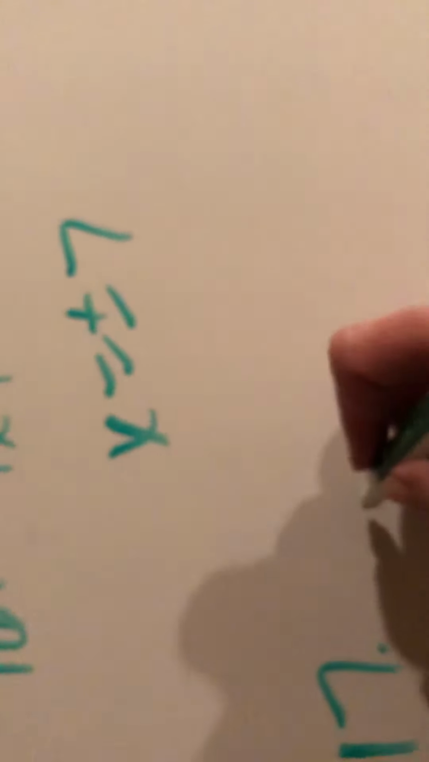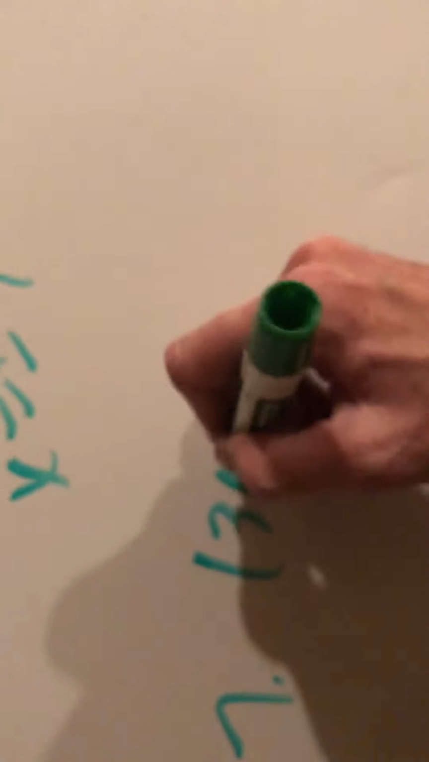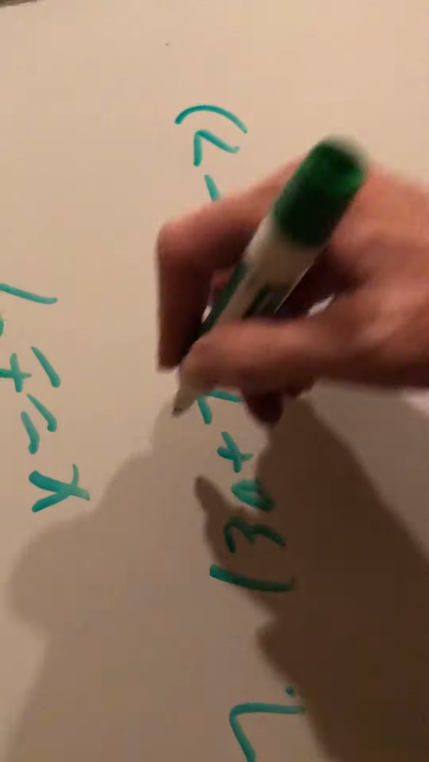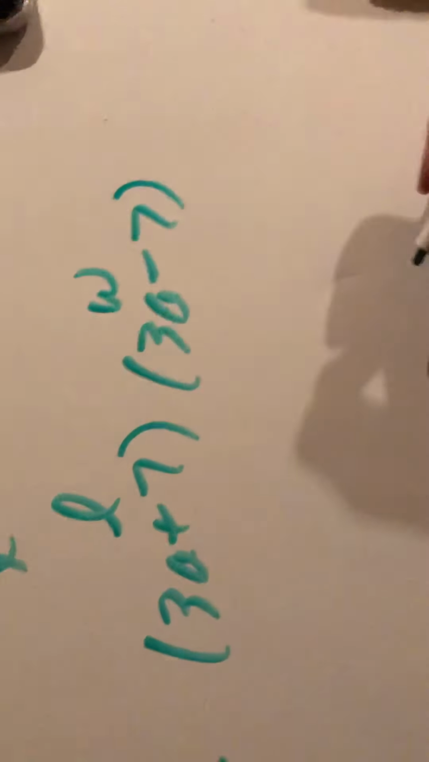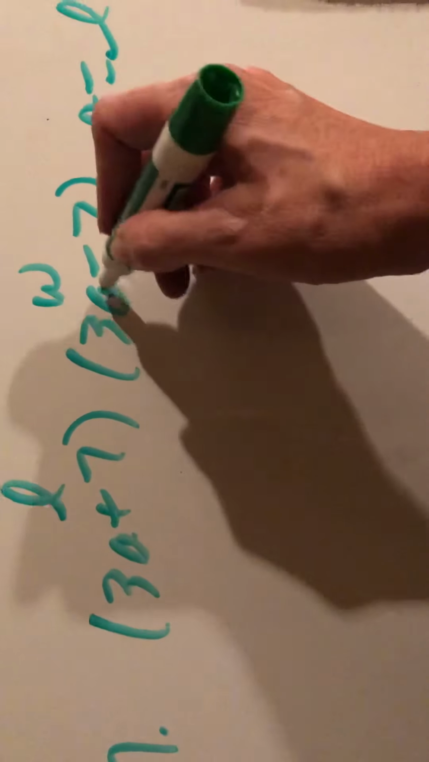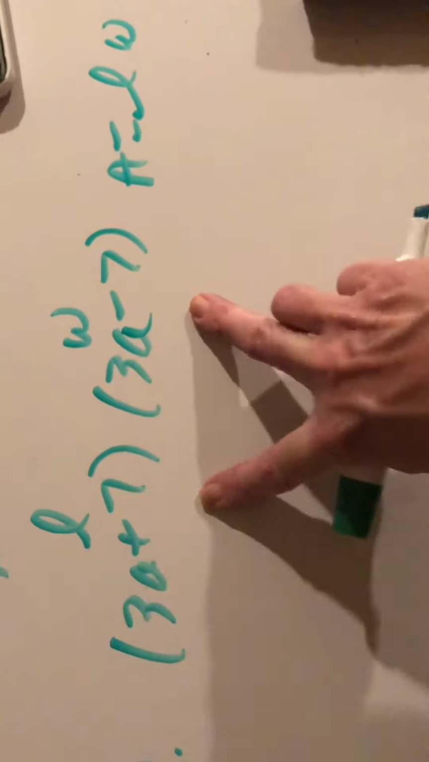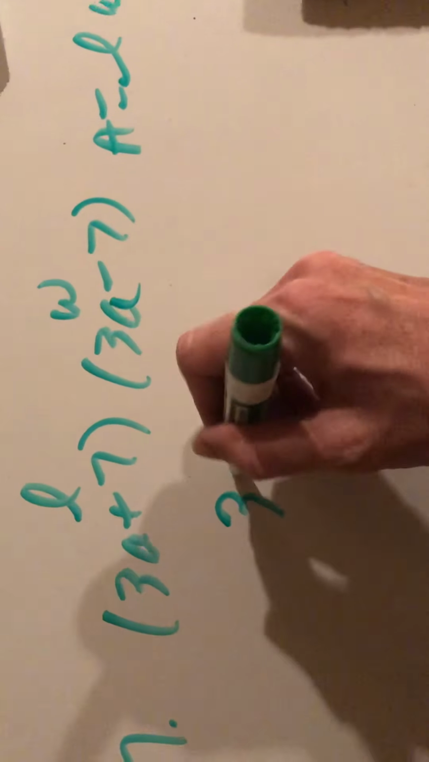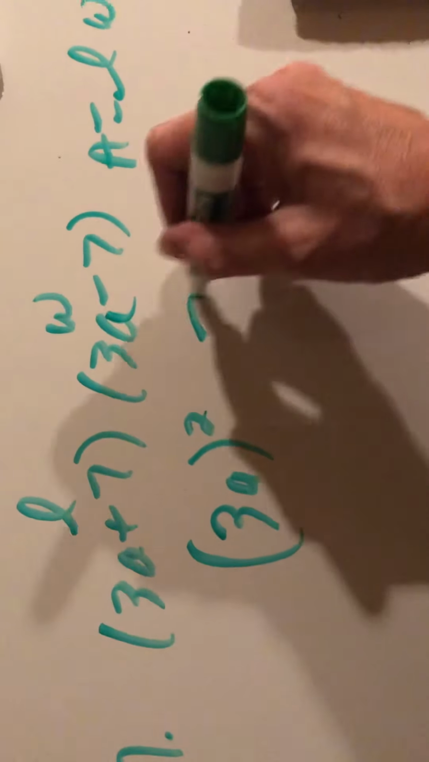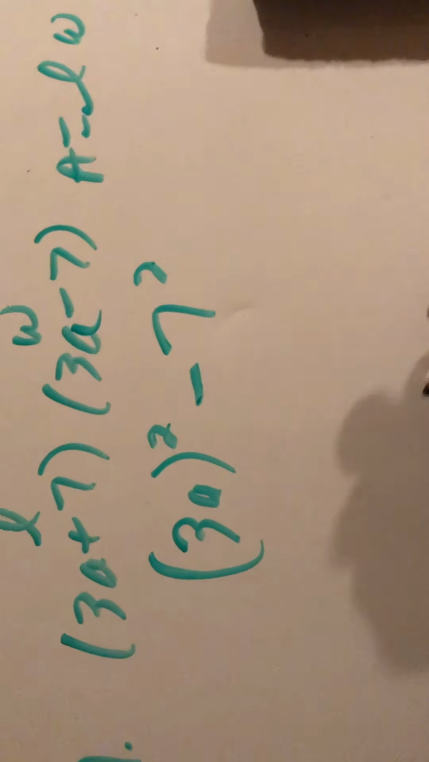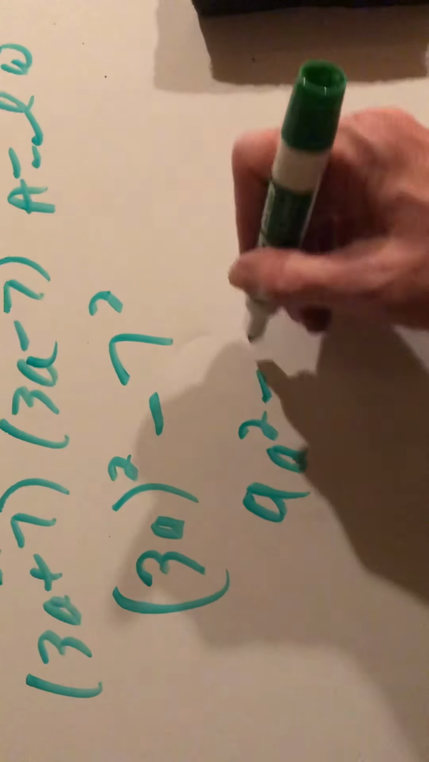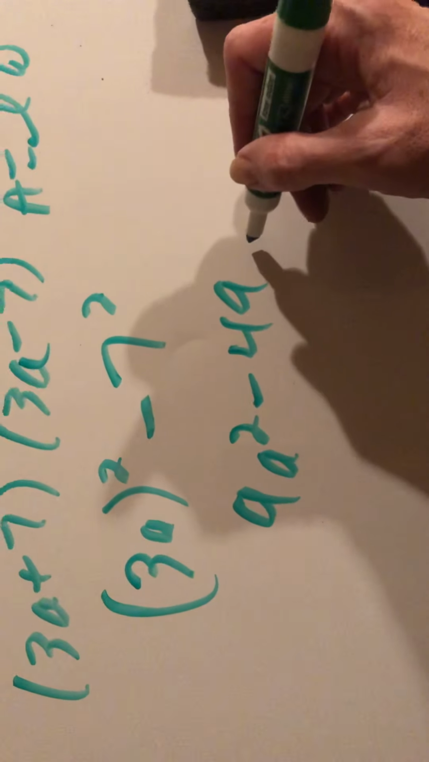Number 17, you've got a scarf that is 3a plus 7 and 3a minus 7. This is your length and this is your width. And you want the area. So area is length times width. Well, this is a special case because they're conjugates. Everything's the same but the signs. So you square the 3a, you square the 7, and you put a subtraction sign. It becomes the difference of two squares. They're conjugates, and they become the difference of two squares.